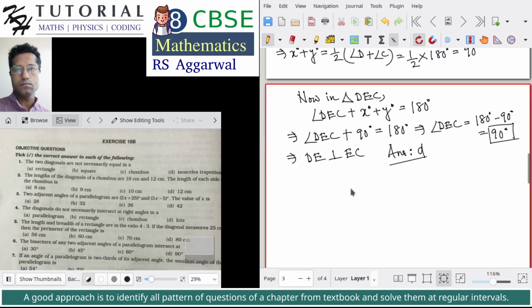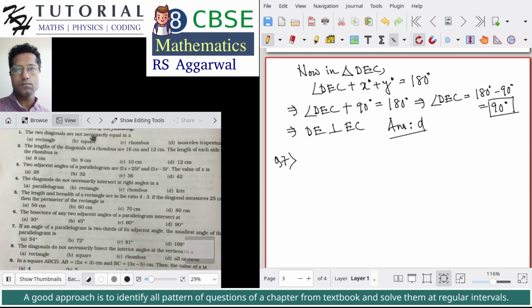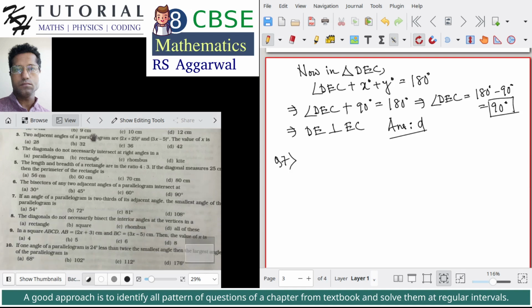Question number 7 says that if an angle of a parallelogram is 2/3 of its adjacent angle, the smallest angle of the parallelogram is... If an angle of a parallelogram is 2/3 of its adjacent angle.